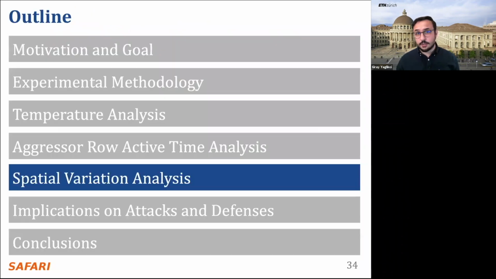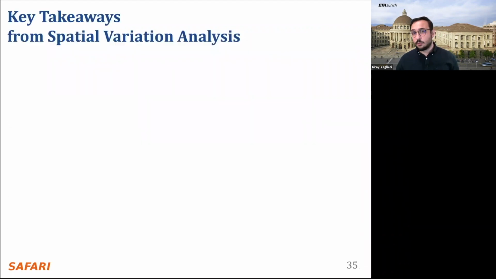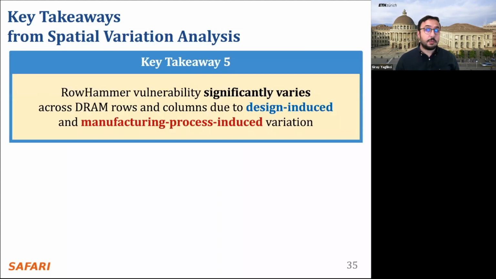Our third analysis is about the spatial variation. In this analysis, we investigate how the RowHammer vulnerability varies based on a victim DRAM cell's physical location. We have two key takeaways from this analysis. First, the RowHammer vulnerability significantly varies across DRAM rows and columns due to both design-induced and manufacturing process-induced variation.